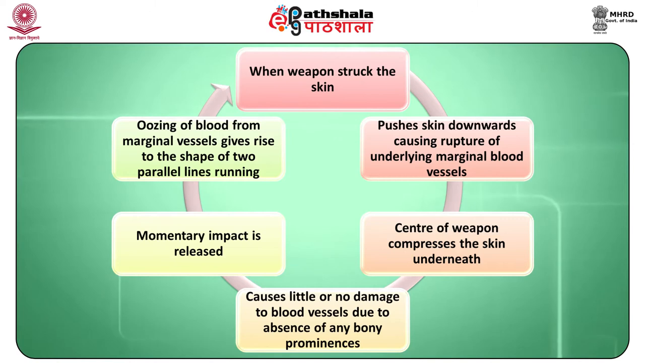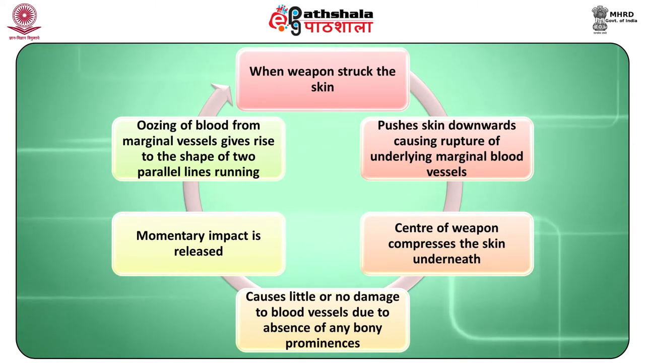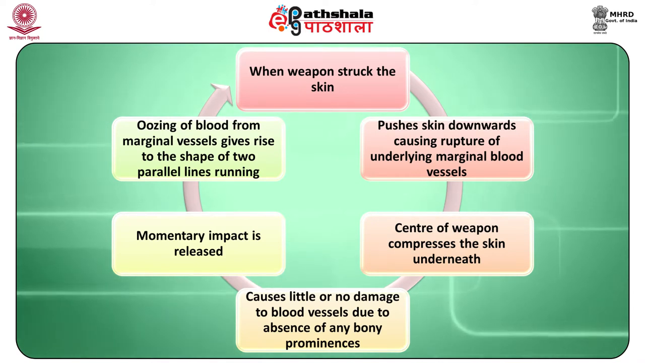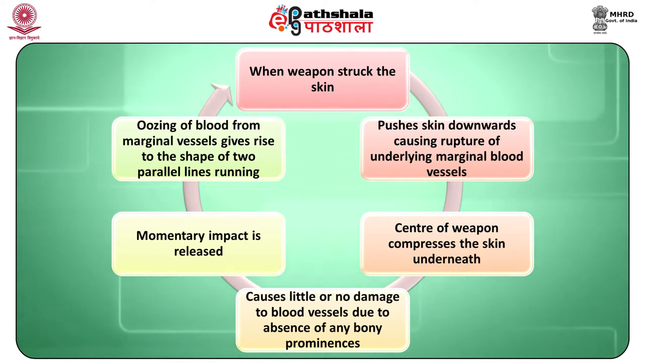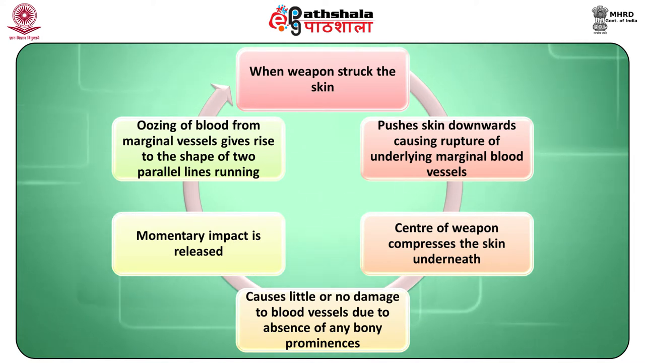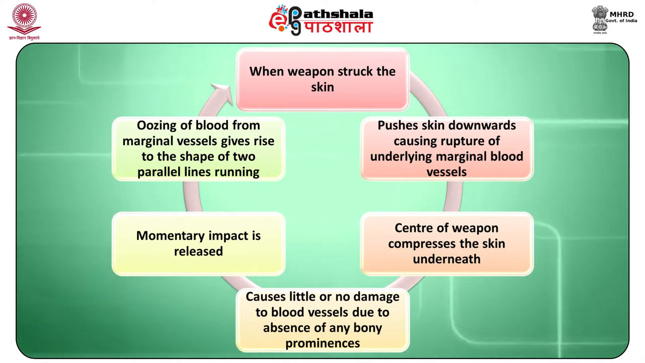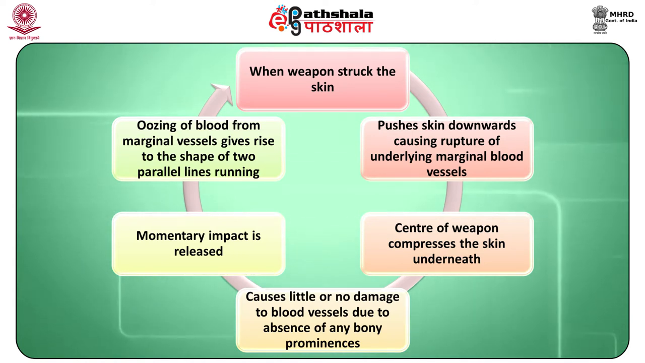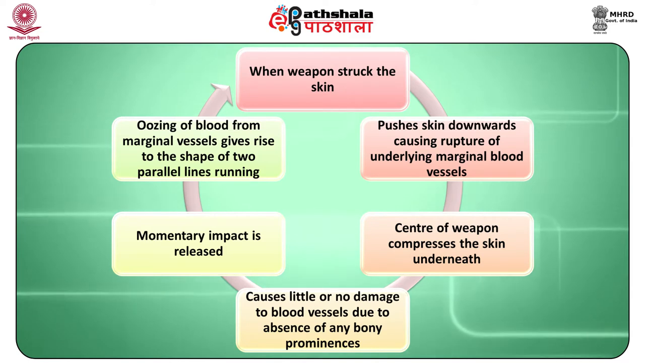The mechanism behind this injury is that when the weapon strikes the skin, it pushes the skin downwards, causing rupture of the underlying marginal blood vessels, while on the contrary, the center of the weapon compresses the skin underneath, and this causes little or no damage to the blood vessels due to the absence of any bony prominences. When this momentary impact is released, the oozing of blood from the marginal vessels gives rise to the shape of two parallel lines running together.